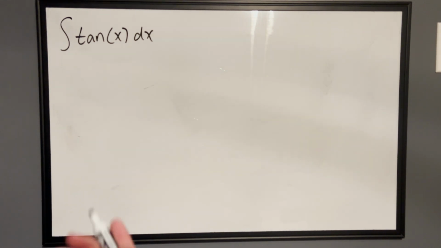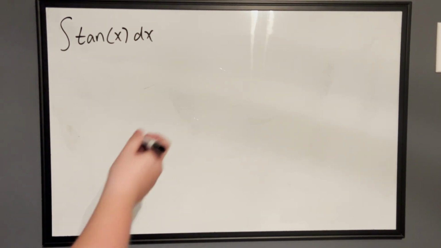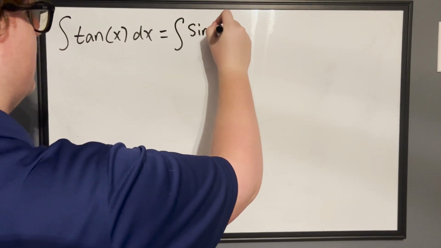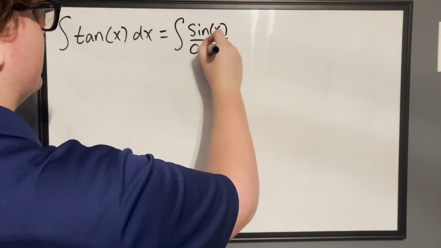But we need to realize that the integral of tangent is not an elementary integral. It's not like the integral of cosine where we know it's just sine. It's something more difficult. So the problem here is the tangent, so we want to fix that problem. The way we're going to do that is, remember that tangent is equal to sine over cosine. So we're going to rewrite the integral. So this is equal to the integral sine x over cosine x.